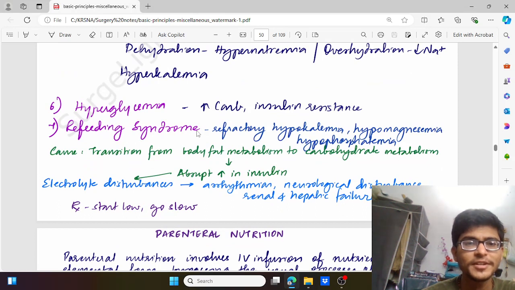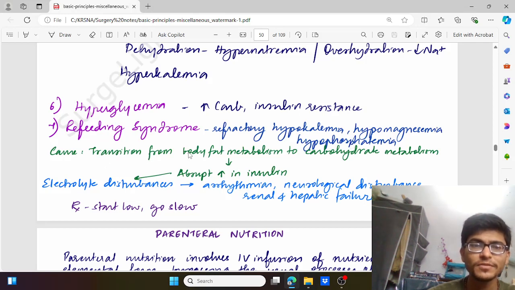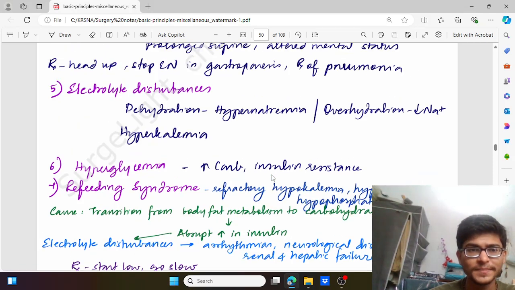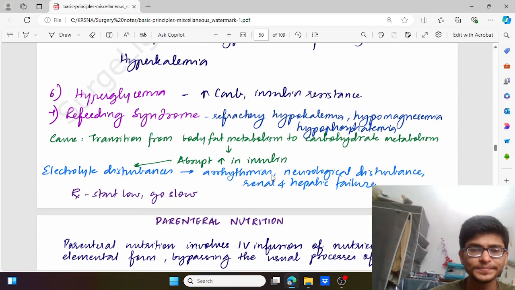There could be re-feeding syndrome, that is refractory hypokalemia, hypomagnesemia, and hypophosphatemia. Cause could be transition from fat metabolism to carbohydrate metabolism and abrupt increase in insulin in the body, resulting in electrolyte disturbances, which may result in arrhythmia, neurological disturbances, renal or hepatic failure. So here treatment would be start low and go slow. So we have to slowly start the carbohydrate nutrition through the enteral formulas. So you have to be careful with that. So this was all about enteral nutrition.